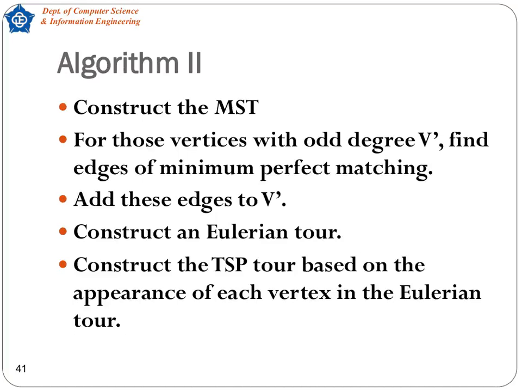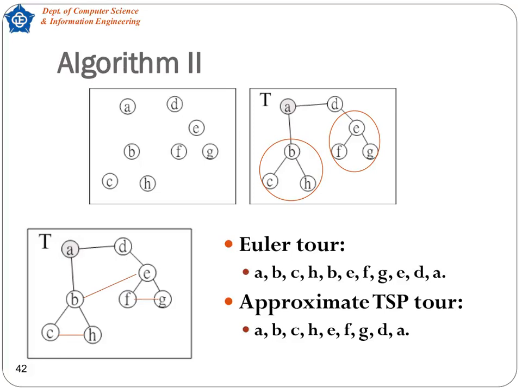With this augmented graph in hand, we construct an Eulerian tour that traverses each edge exactly once. Finally, as we walk through that circuit, we shortcut past any vertex we've already visited, recording each vertex only the first time it appears. The result? A valid TSP tour.